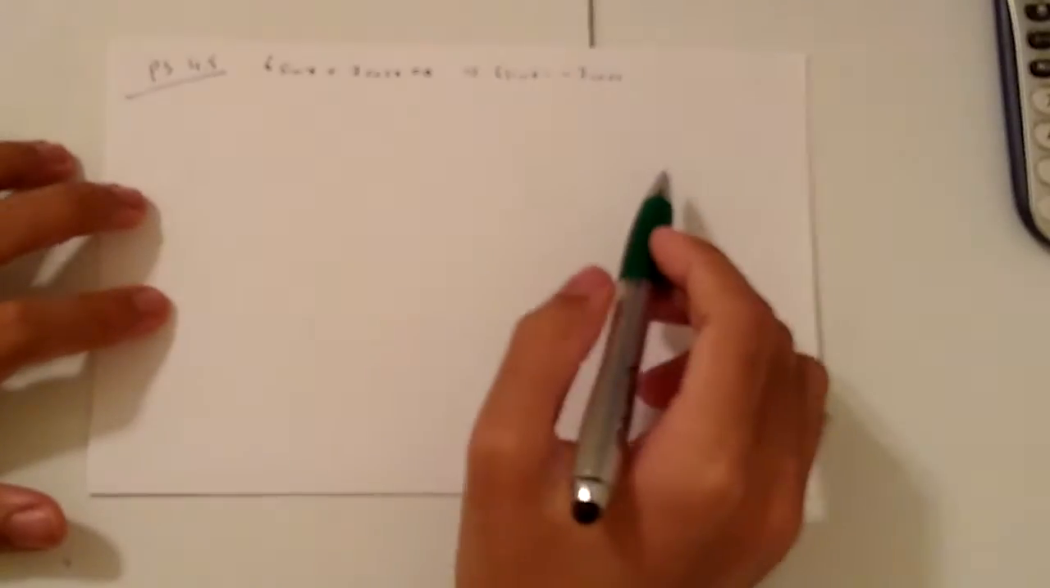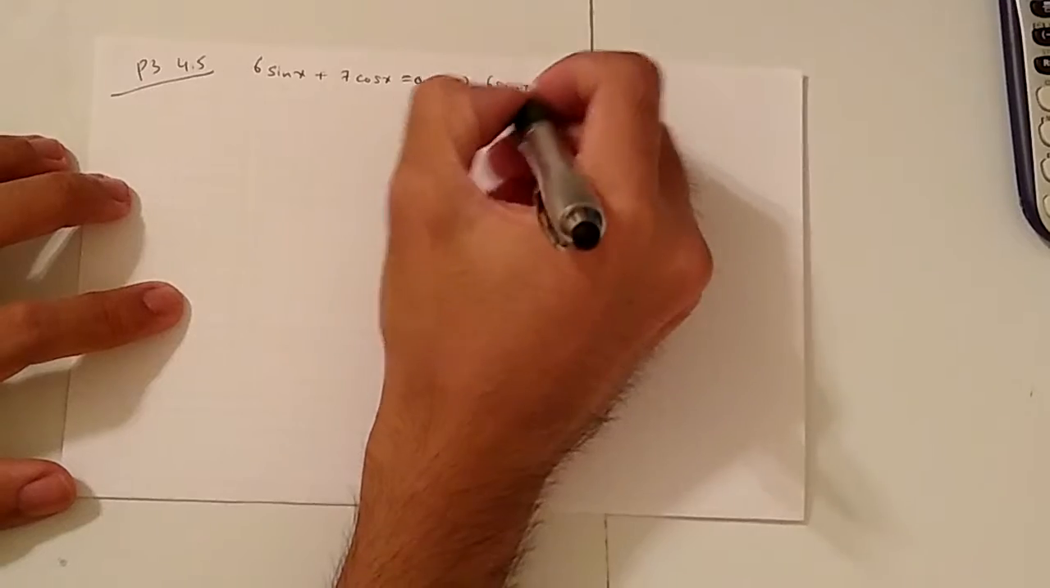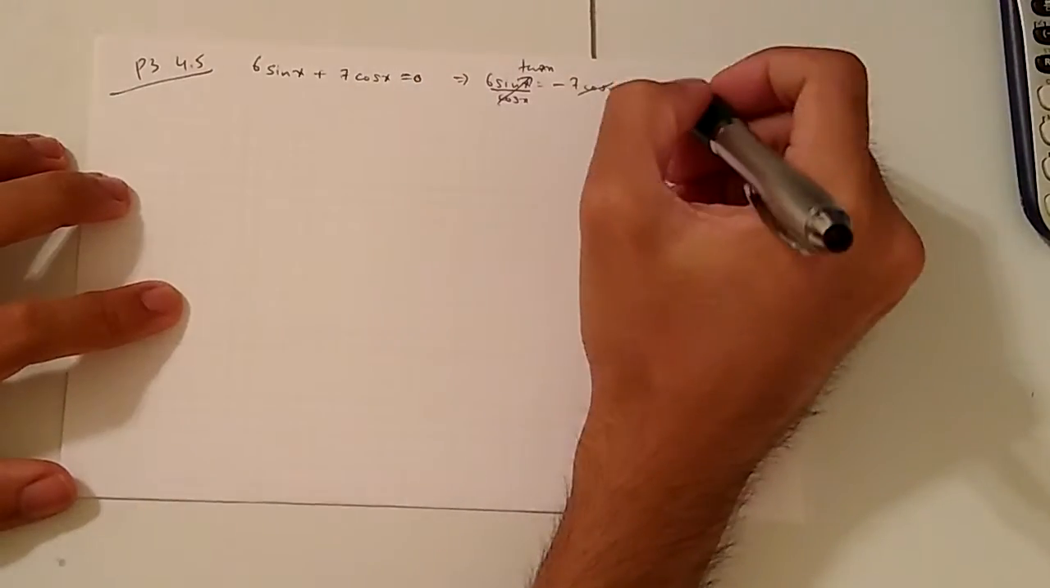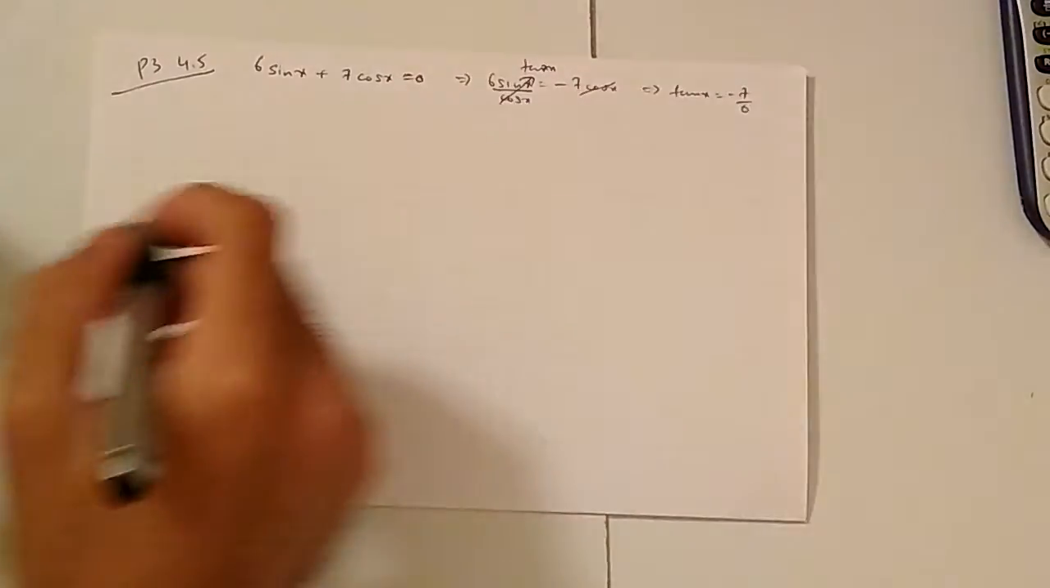Divide both sides by cos x. This side, if we divide by cos x, cancels out. This side, if we divide by cos x, simplifies to tan x. Therefore this becomes tan x is equal to minus 7 by 6, and you continue solving from there.